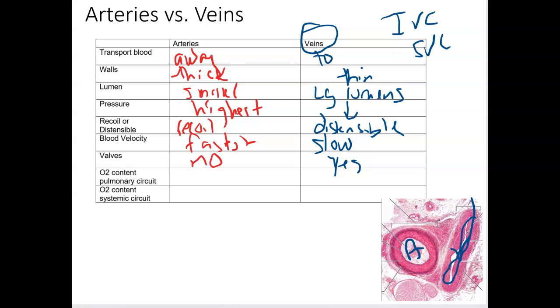O2 content in the pulmonary circuit. Remember, the pulmonary artery is going to carry O2 poor blood, and the pulmonary vein is carrying O2 rich blood. Those models are colored red and blue depending on the blood inside. When you see red, it's telling you it's an O2 rich blood. So when we look at systemic, that's when our arteries are going to be red with all that O2 rich blood, and our veins are going to carry O2 poor blood. So this wraps up our lecture on blood vessels.